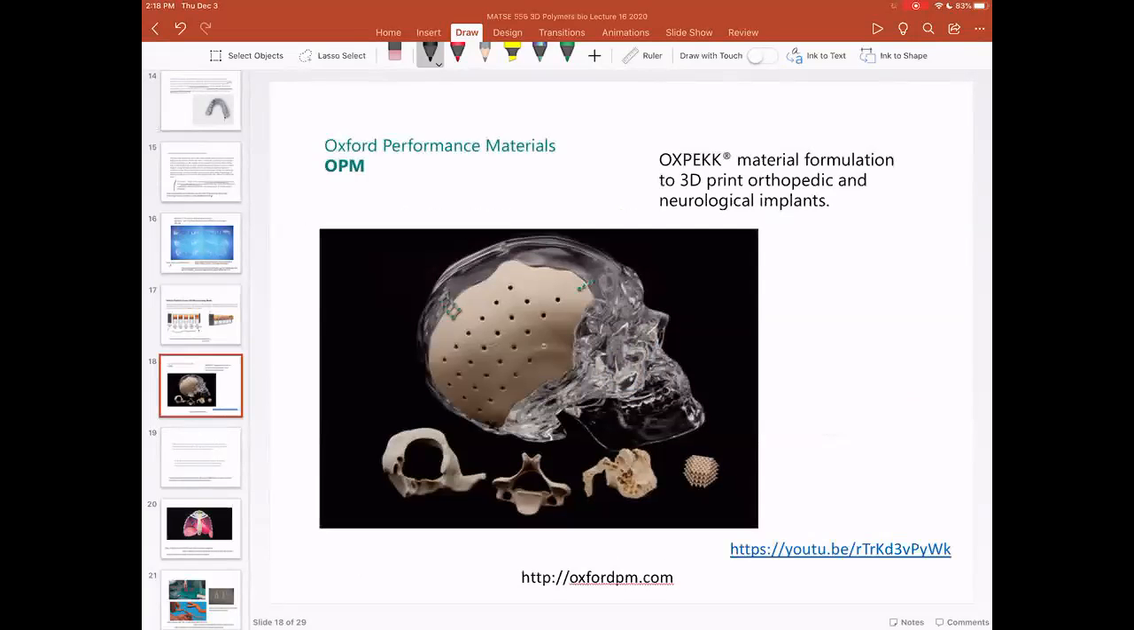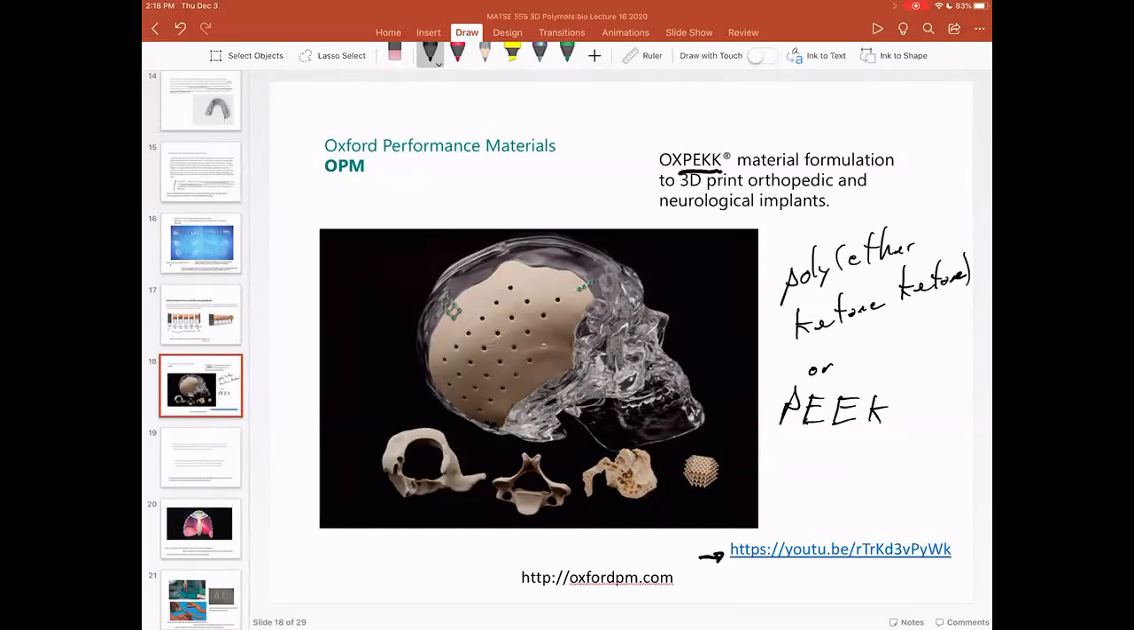Another really cool example is this from Oxford Performance Materials, or OPM, and they're specifically using PEKK, that's polyether ketone, as we've discussed before. Also, this is a relative of PEEK, polyether ether ketone, which is just a variant of that.